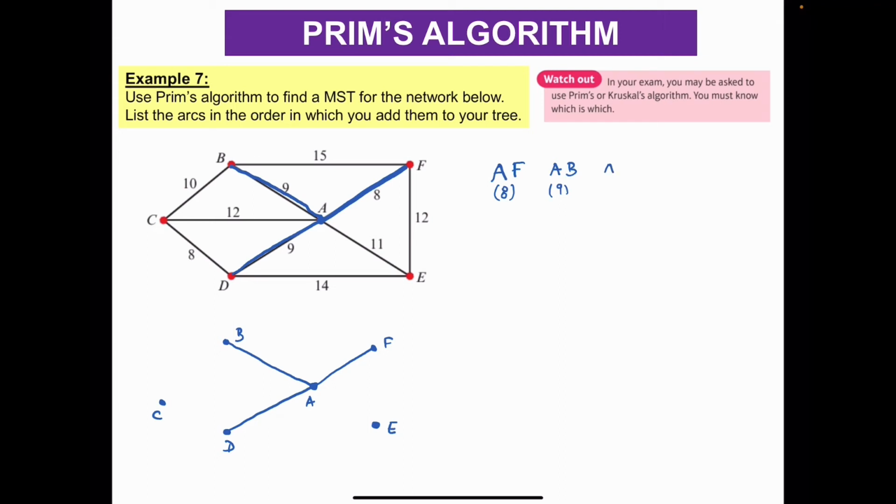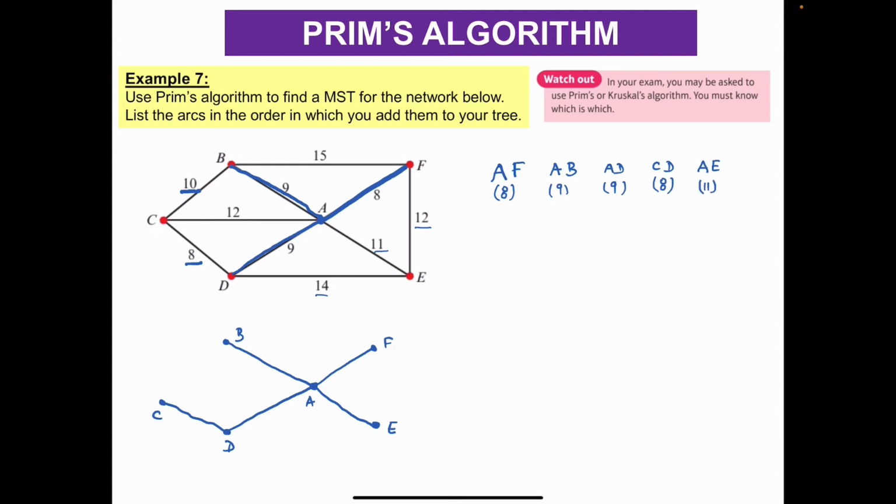And don't forget to record the arc that you have chosen. Now I have a choice between C and E. I need to connect these, and I can do it either through 10 or through 8, or then I have options 12, 11 and 14. So obviously the shortest one possible is CD, and that's 8. CD, that's 8. And then for the last one, I need to connect the E vertex, and the shortest possible edge there is 11. So AE, and that's 11.